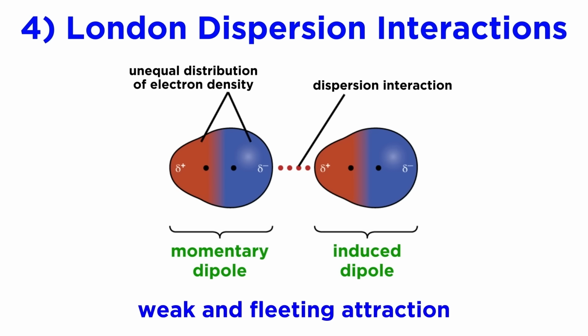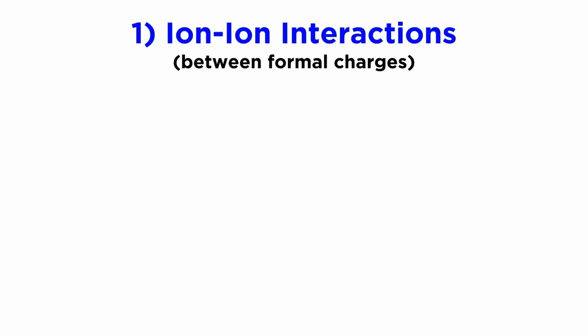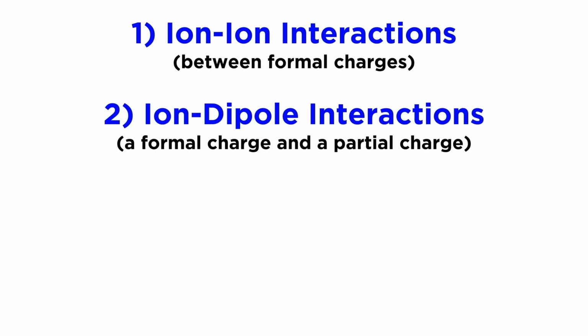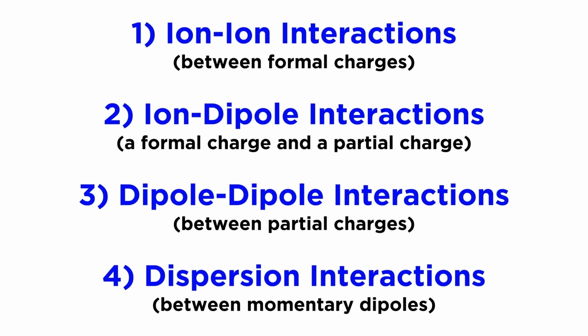This is a weak and fleeting attraction, but this is all that monoatomic species and nonpolar covalent compounds can do, and for very large molecules, like some hydrocarbons, the force can become significant. To summarize, ion-ion interactions are the strongest because they involve interactions between formally charged particles. Ion-dipole is next because it involves a formal charge and a partial charge. Then dipole-dipole, which is between two partial charges, and finally dispersion interactions, which happen between tiny induced dipoles.